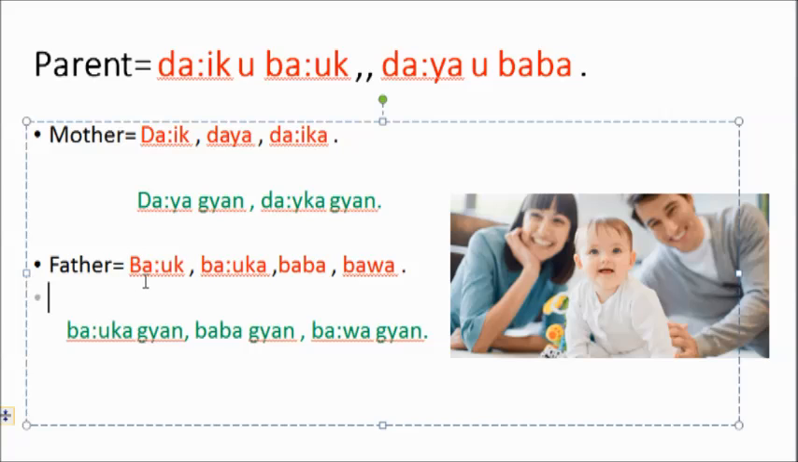Then we have father. Father is bawuk. But you never call your father like this, just like daik, the same rule applies here. So you can say baba, okay, baba. I call my father baba, and I usually add gyan at the end as well. You also can say bauka. In some accents, like Slemani, they say bawa.